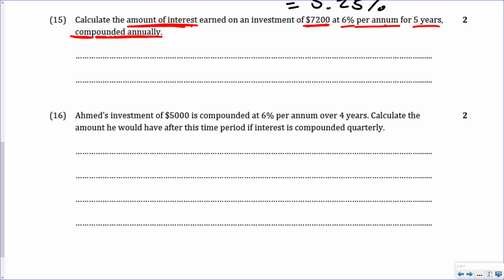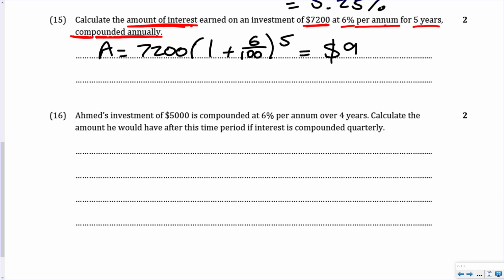Okay, so the question isn't asking me to find how much you had at the end of those 5 years. The question is asking how much interest did I earn. So start us off by doing the compound interest formula. We're going to do 7,200 times 1 plus 6 over 100 to the power of 5, which equals $9,635.22. Now most people got that right, but again, we've got to read the question carefully.